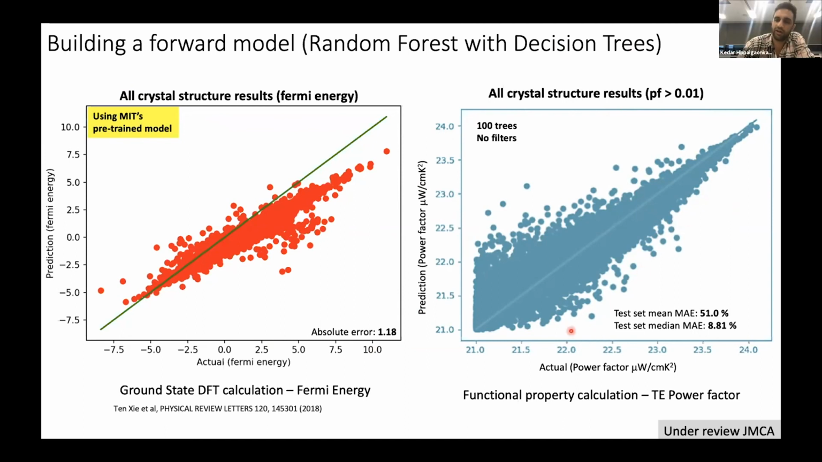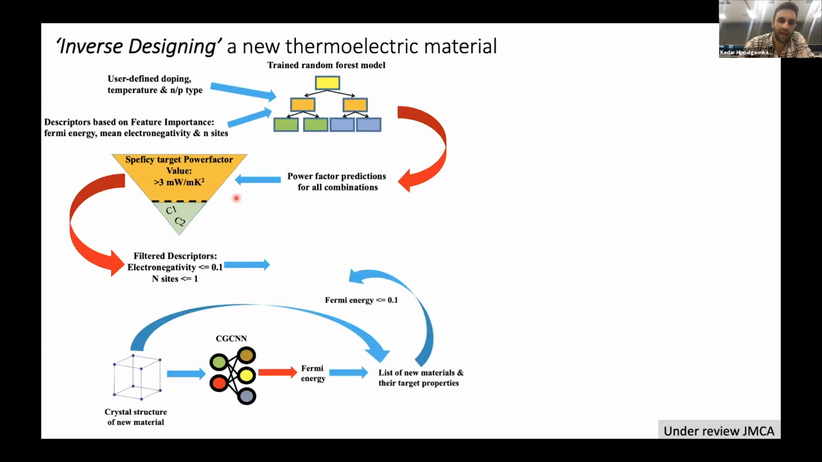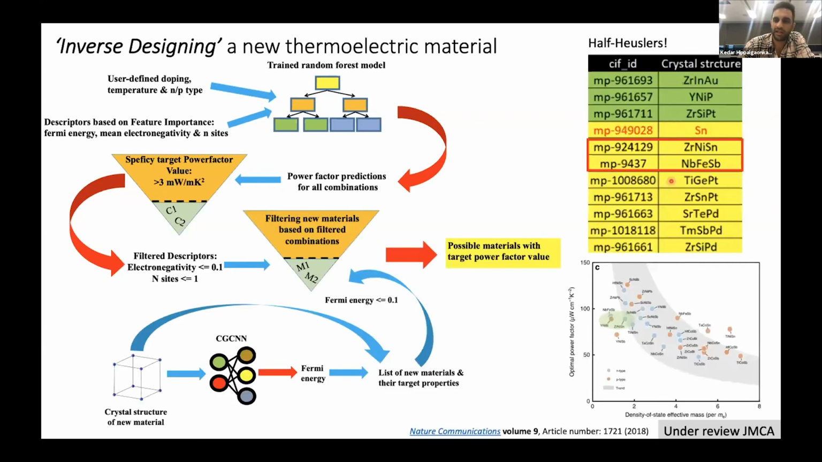We can actually get a very good prediction with a median MAE of about 8% or so. So not only do we get a good forward model, we can then inverse design a new thermoelectric material. By identifying the right forward model that you can then put inside a user-defined input, and given a target power factor value, we can go back and come up with these new materials that the machine learning model has never seen before. What's interesting is if you see this list that the machine learning model threw out, many of them are actually half-Heusler compounds within the cubic crystal structure lattice. And we know within the field of thermoelectrics that they're actually very good thermoelectric materials.